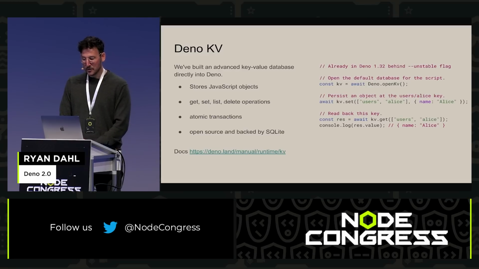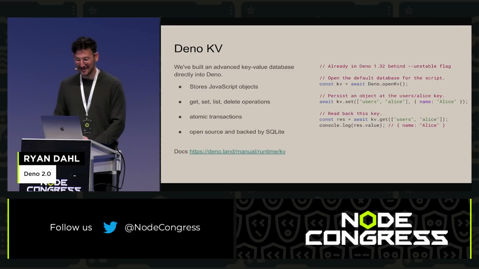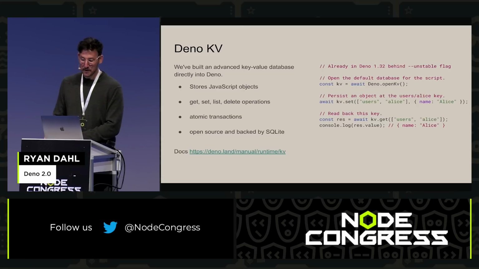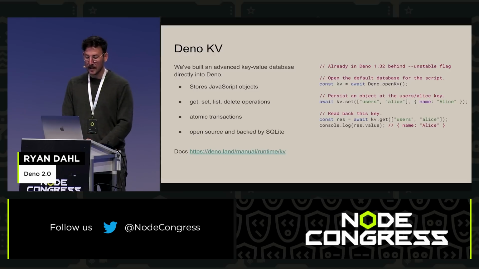There's a new feature in Deno that we haven't really talked about yet, and you'll have to keep it secret because it's not yet announced. But we have a feature called Deno KV, and this is a pretty advanced key value database that is built directly into Deno. It allows you to store JavaScript objects.